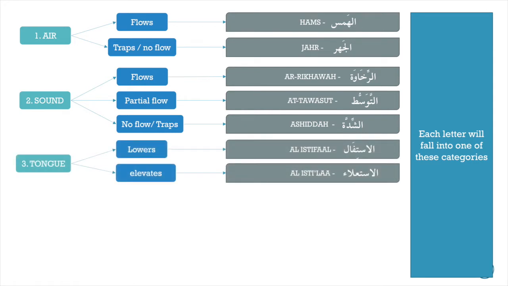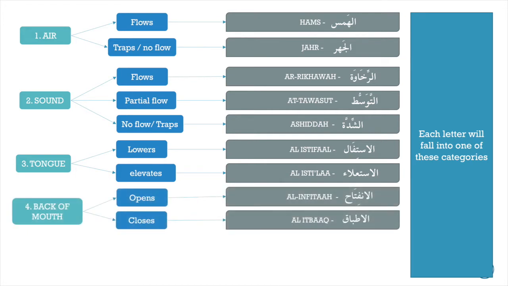Number 3, the tongue. The tongue is lowered and the tongue is elevated. When the tongue is lowered, it is known as al-Istifaal, and when the tongue is elevated, it is known as al-Isti'laa. Number 4, the back of the mouth. The back of the mouth opens or the back of the mouth closes. When the back of the mouth opens, it is known as al-INFITAAH, and when the back of the mouth closes, it is known as al-ITHLAAQ.